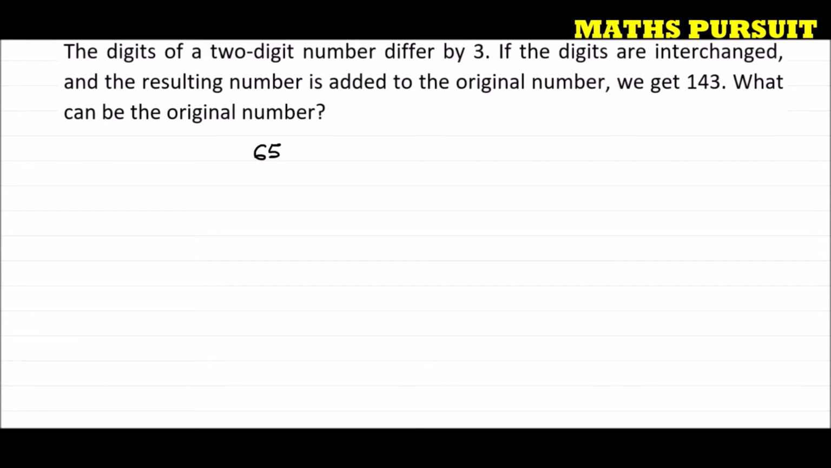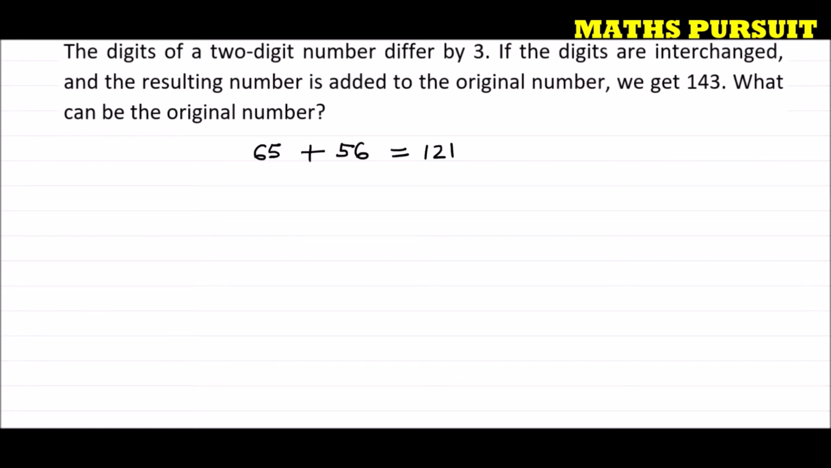If the digits are interchanged and the resulting number is added to the original number. So if the original number is 65, now the number is interchanged. That means instead of 65, I took it as 56. That means the number got interchanged. Here in our example, what will we get? We will get 121. So the original number is 65. When we interchange it and add it, we get a particular number. Here in our case we are getting 121, but we will look into the question later.